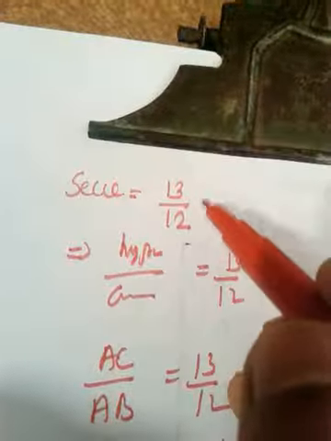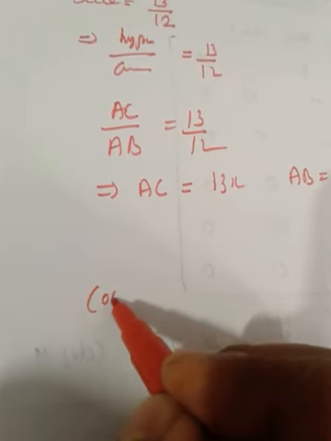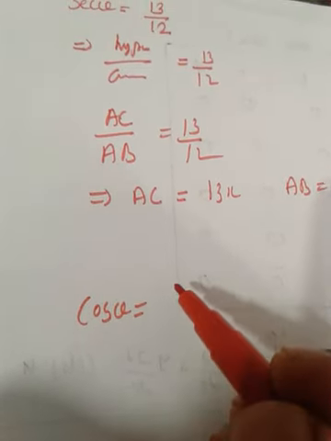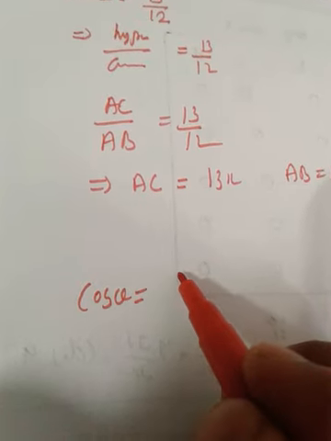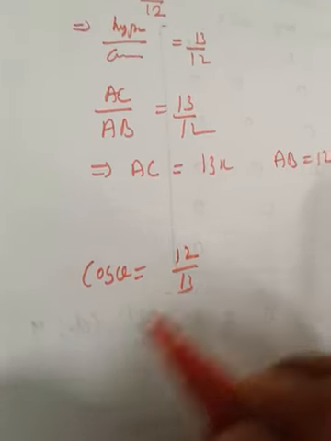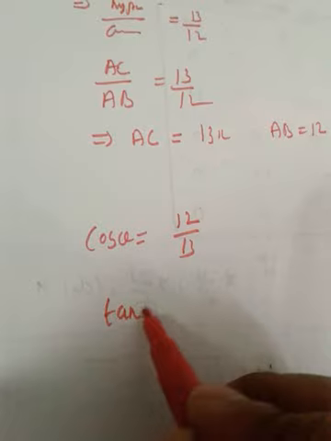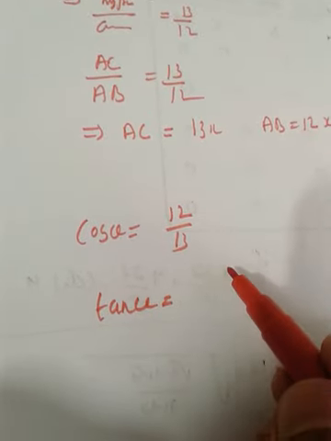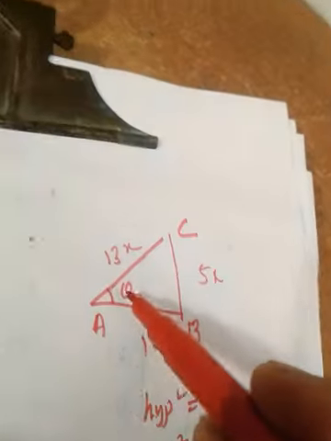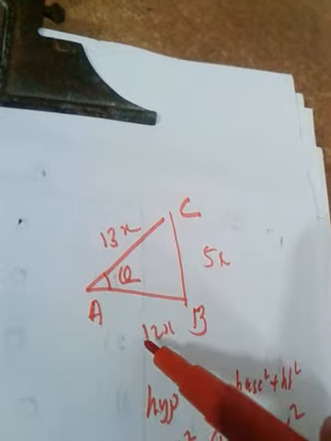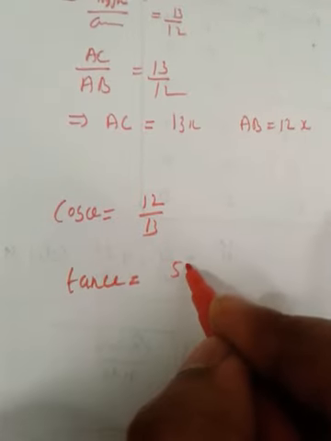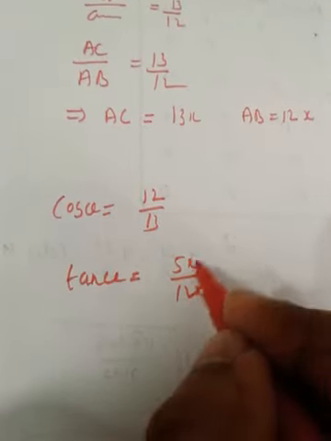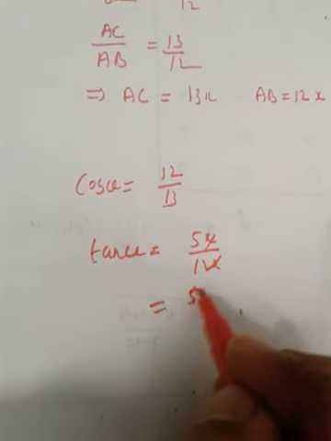Sec theta is given as 13 by 12. Then we can directly write cos theta without looking into the triangle. What will be that? Reciprocal of sec theta, that is 12 by 13. Then I am going to find out tan theta. Tan theta is opposite of theta by adjacent of theta. So opposite of theta is 5x, adjacent of theta is 12x. So answer will be 5x by 12x. So 5x get cancelled, answer will be 5 by 12.